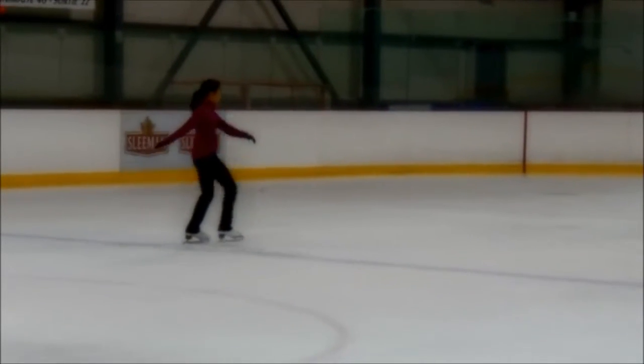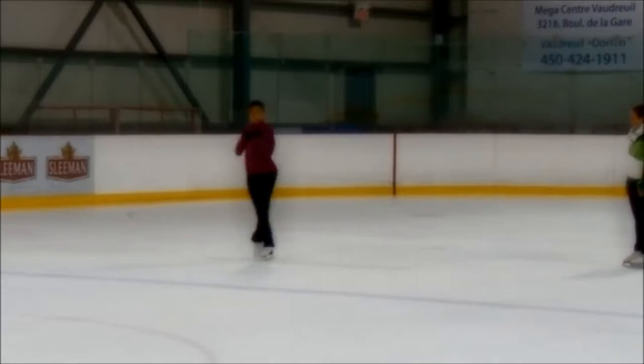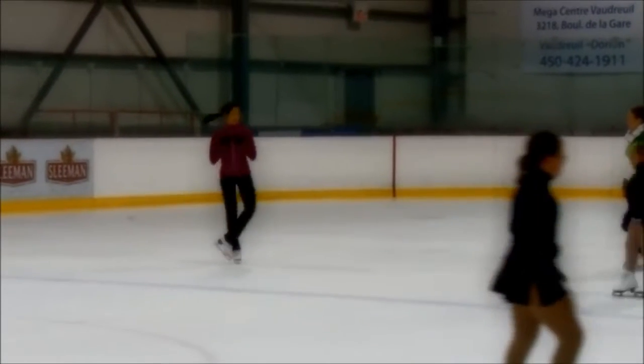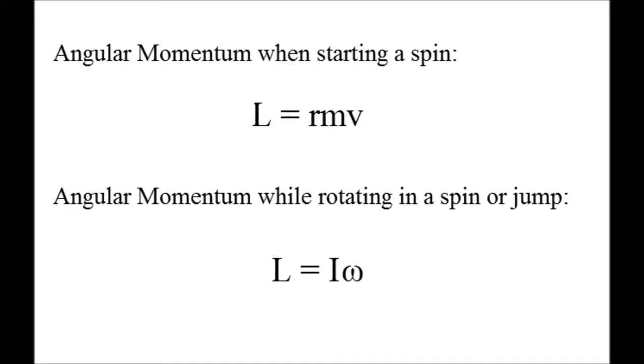Now that you know how a spin starts, you might wonder what happens in a spin. Well, the answer to that is quite simple. It's really the same as when you rotate in a jump, so that means that you can increase the speed of the spin because of the moment of inertia and the conservation of angular momentum. Just to clarify, the equation for angular momentum when starting a spin is L equals RmV, and the equation for when you're rotating in a spin or jump is L equals I omega.